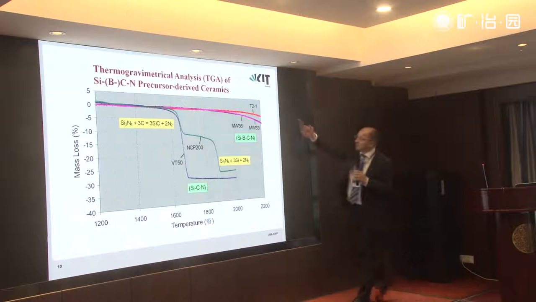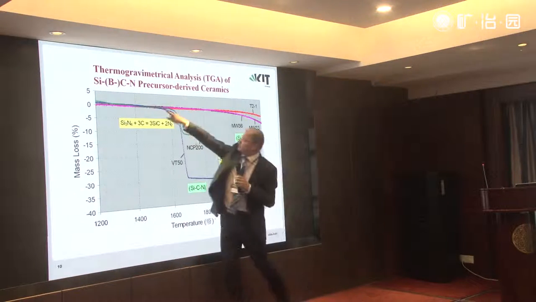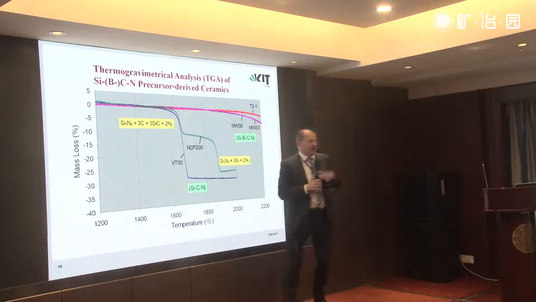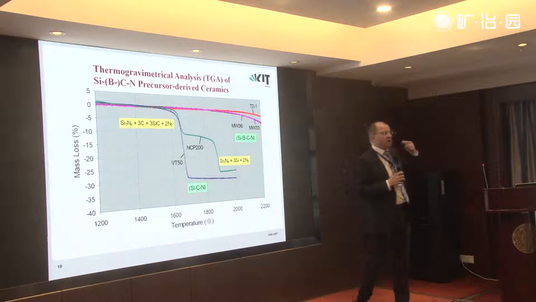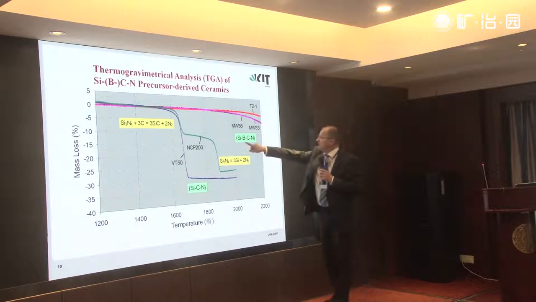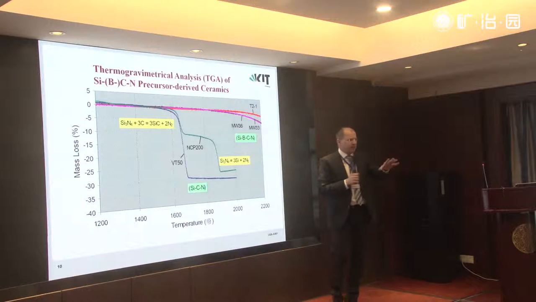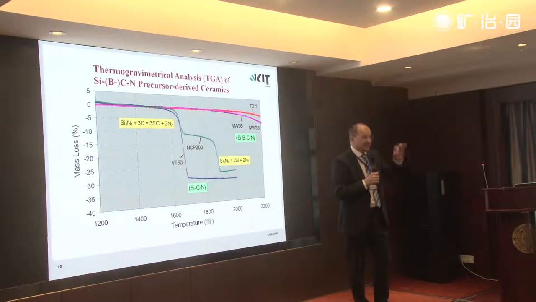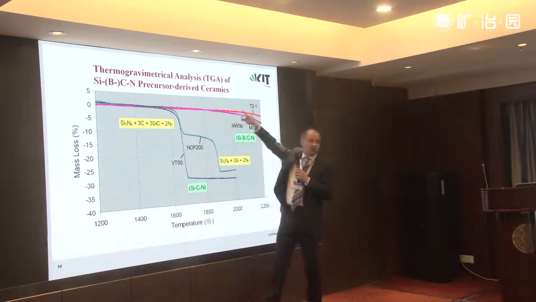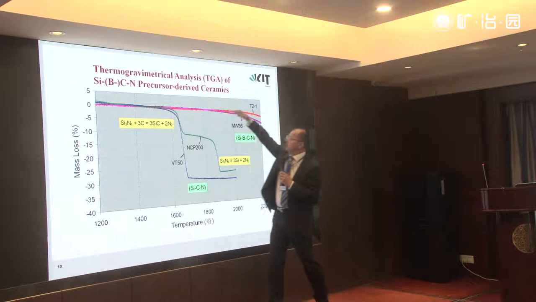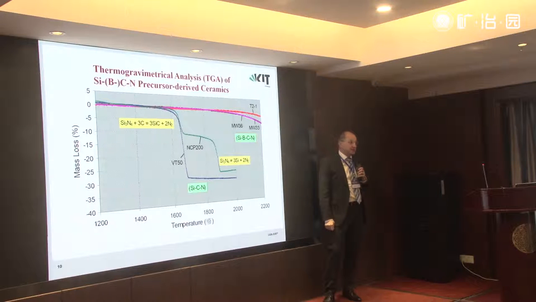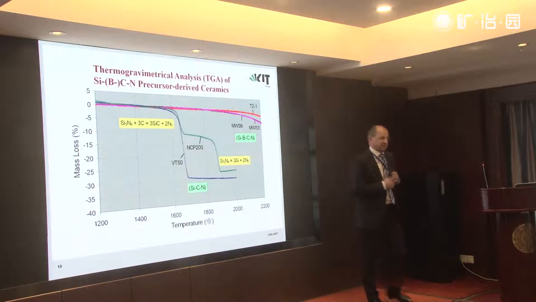Now, this is another TGA diagram. We have just looked at this NCP200 and it decomposes. The thing is, if we now add some amount of boron, it turns out that such a material, SiBCN material, with about a level of 8 to 12% of boron, for some reason, does not decompose. You see, it's stable up to very high temperatures, about 2,200 degrees C. And the question is, why is that?